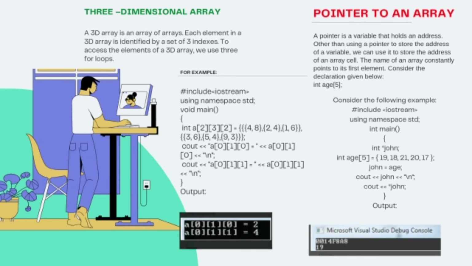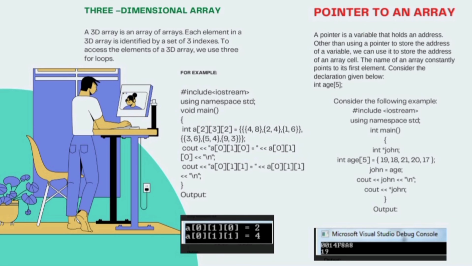Three-dimensional array. A 3D array is an array of arrays. Each element in a 3D array is identified by a set of 3 indexes. To access the elements of a 3D array, use 3 for loops.